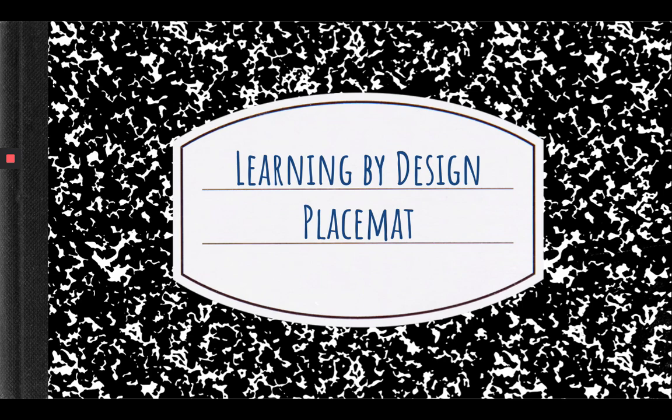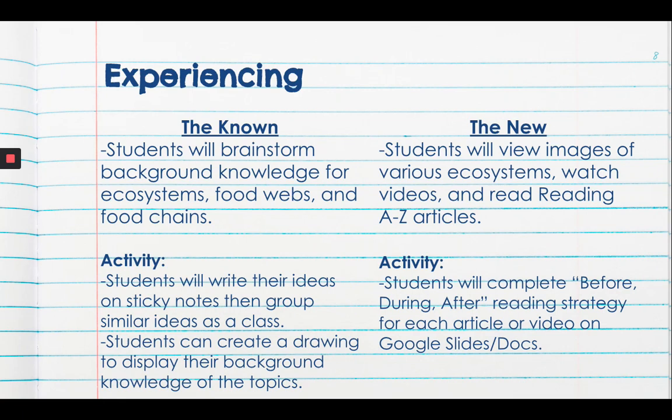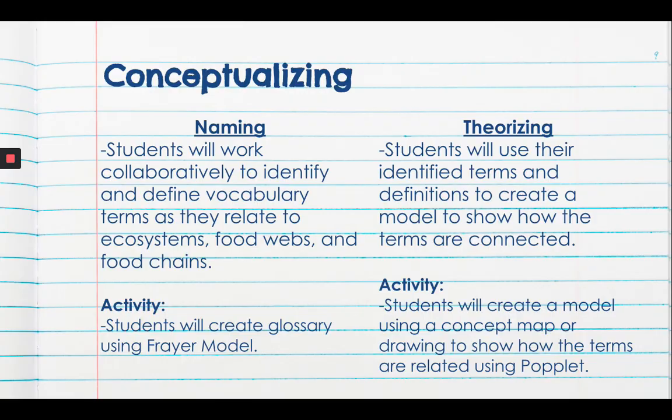Prior to my students completing the final product, where they are answering those questions regarding the pros and cons of the reintroduction of wolves and identifying their point of view, we're going to go through the activities within the Learning by Design placemat in order to get there. So for the experiencing phase, we're identifying basically the student's background knowledge, and then we're going to bring in some more resources, different videos, articles, pictures, to see what new information students can get out of that.